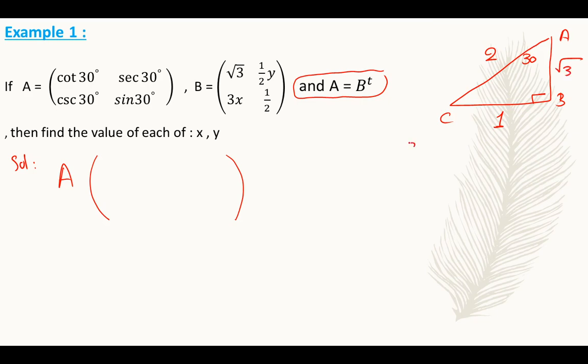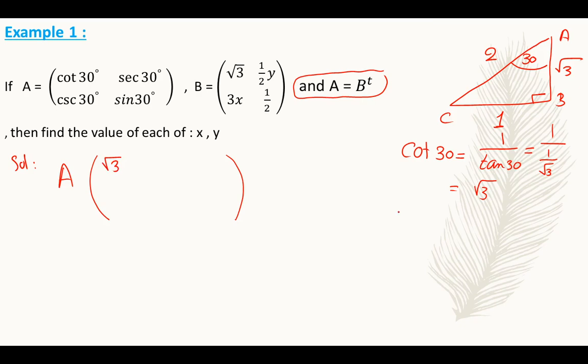To find cotan 30, cotan 30 equals 1 over tan 30. Here, this is 30. Tan 30 will be equal to opposite over adjacent, so it will be 1 over root 3. So cotan 30, you can find it by using your calculator. Cotan 30 equals 1 over tan 30, so it will be equal to root 3.